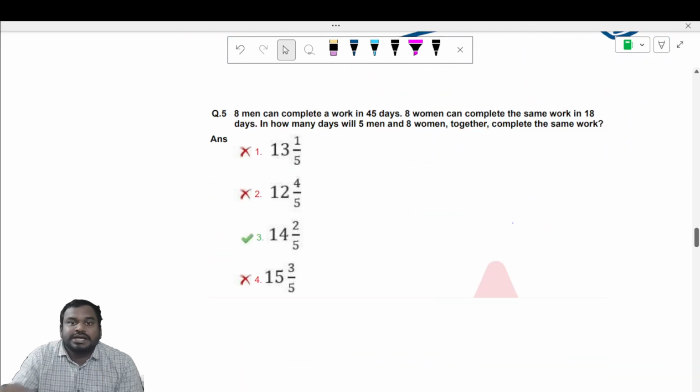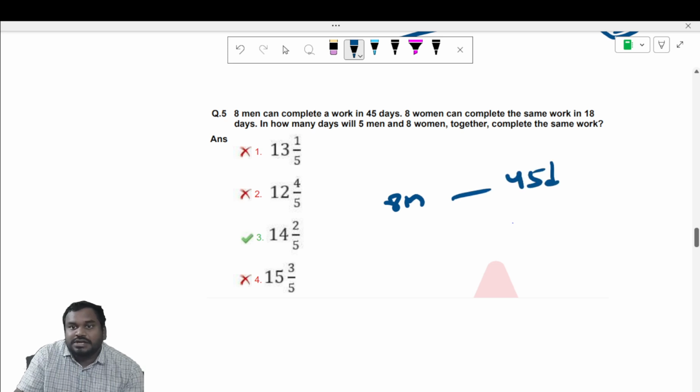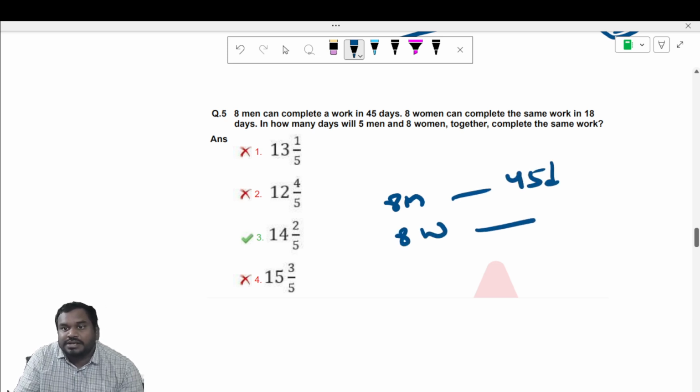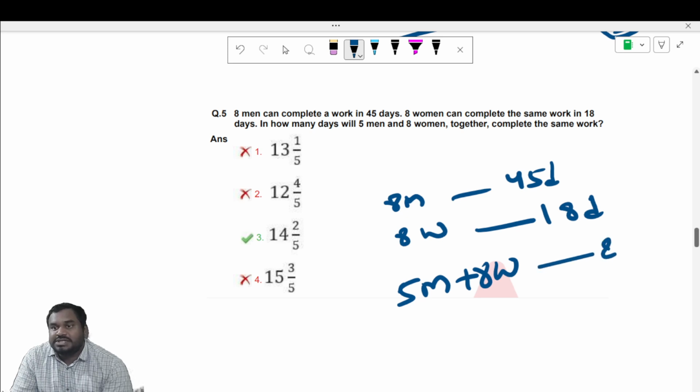So 8 men can complete a work in 45 days, and 8 women can complete the same work in 18 days. In how many days will 5 men and 8 women, if they work together, complete the same work? I don't know their efficiencies. Same work means first we need to find how much work is there.